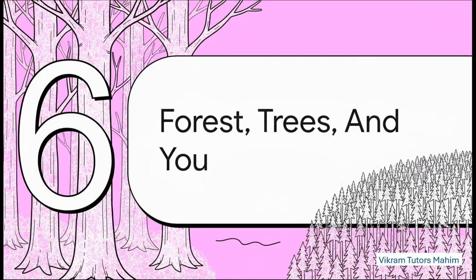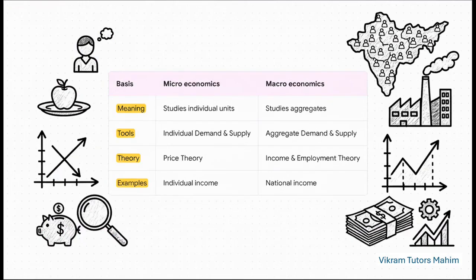So we have the trees, and we have the forest, one view from up close and one from far away. Let's put them side by side and see exactly how they stack up. This chart just lays it all out perfectly. On the left, you've got microeconomics. It's all about the individual choices, individual demand and supply. That's why people often call it price theory. But on the right, you have macroeconomics, which is all about the collective, the aggregates. It's the difference between studying your personal income versus studying the entire national income.